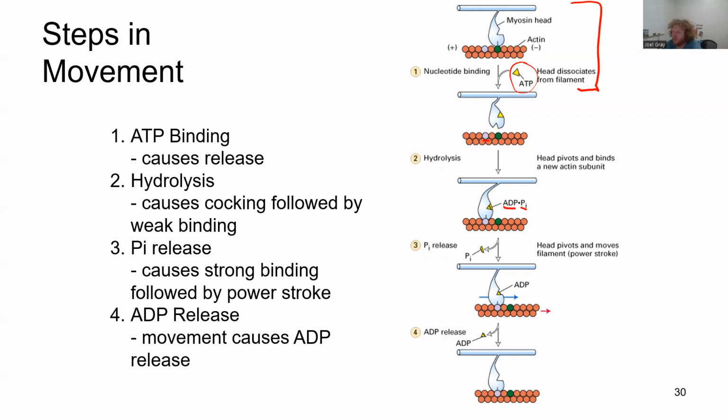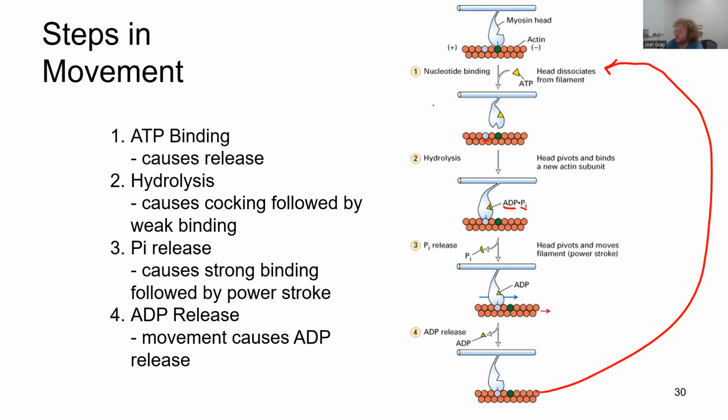ADP is going to be released after this movement. And so now what's able to happen is, again, to return to the top and start it all over again. So myosin binds ATP, releases from actin, hydrolyzes ATP, finds a new binding site, releases inorganic phosphate, releases ADP, and it starts all over again.